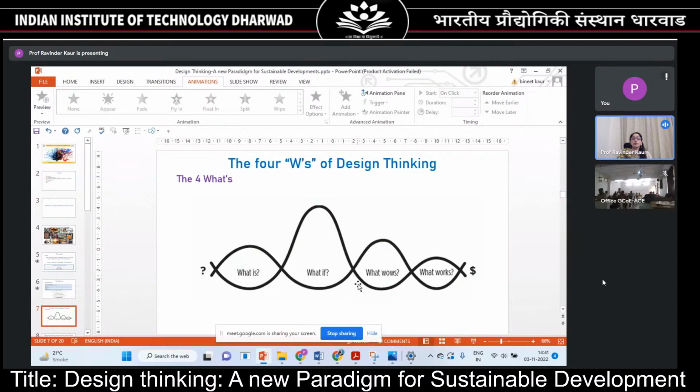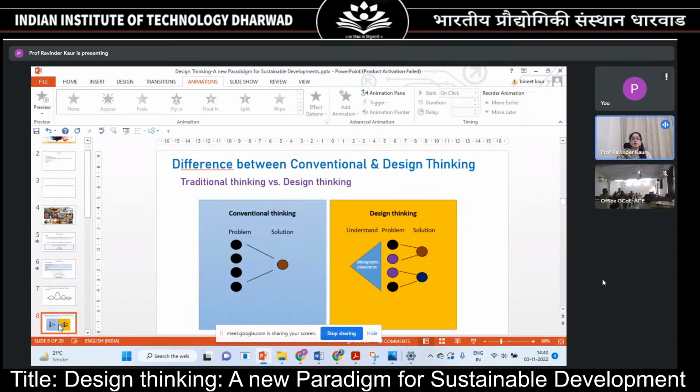So the third is what wows. So here the quantity of ideas is more important, and here which is the best suitable idea, the quality that works, is the wows. And finally we make a prototype, or we make a building model, and we test it on the users, we get the feedback, and we come to a final decision of what works. And we keep on going back and forth. As I said, design thinking is an iterative process and depends on practical implementations and on experimentation.